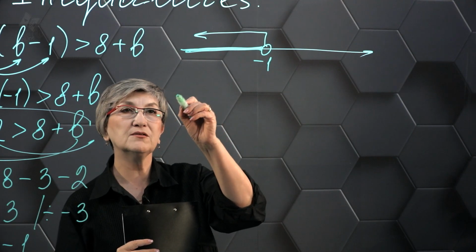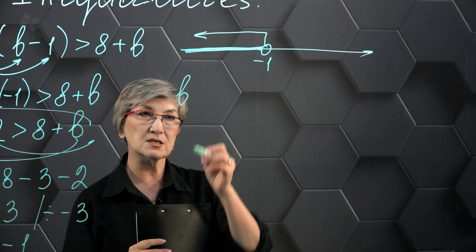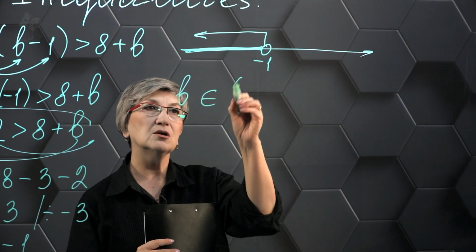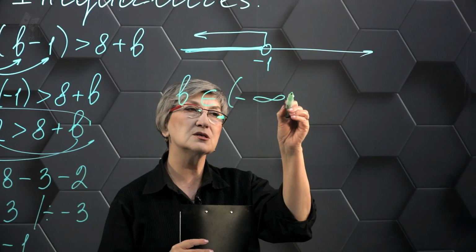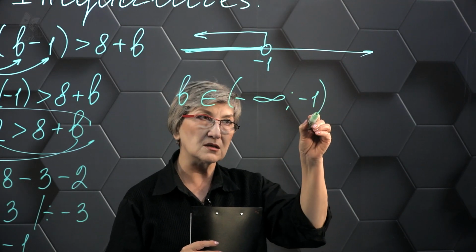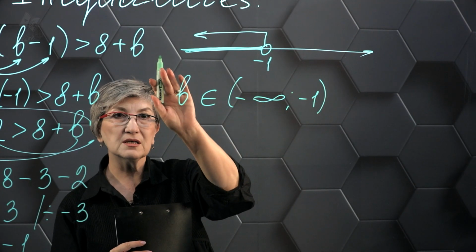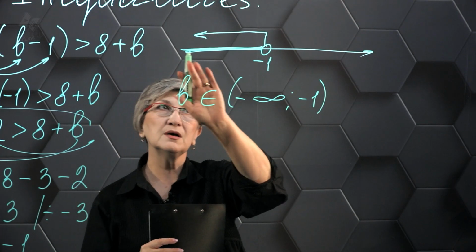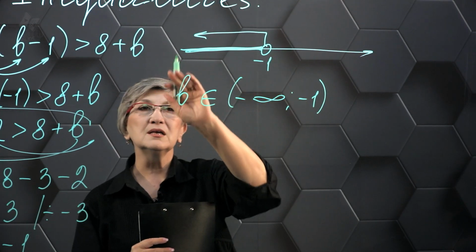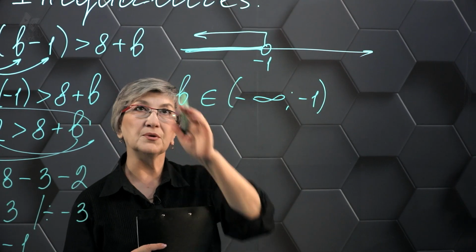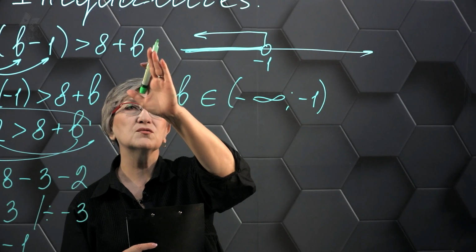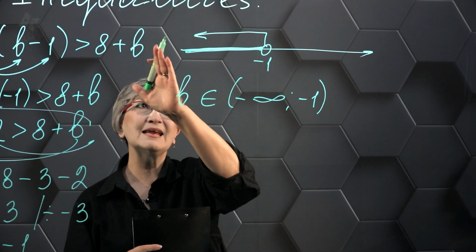Now let's write this answer in the form of a numerical interval. For this purpose, the following notation is used in mathematics: b belongs to the interval from minus infinity to minus 1. We always write the answer from smaller to larger. If we are talking about a coordinate line, we will write our answer by moving from left to right.